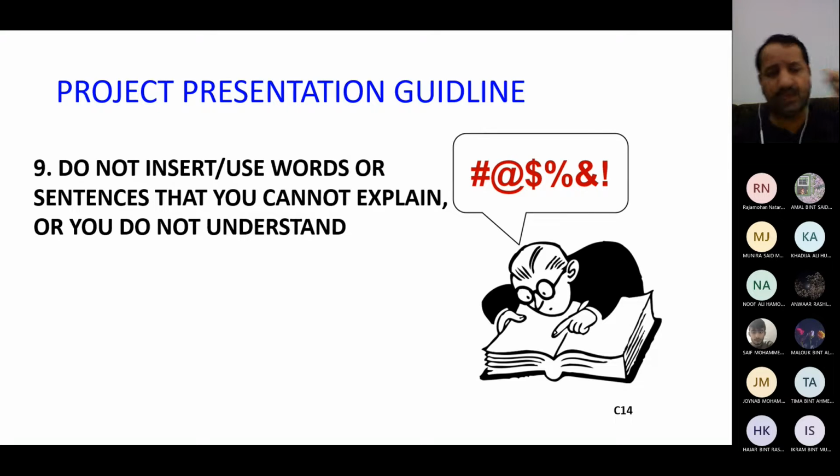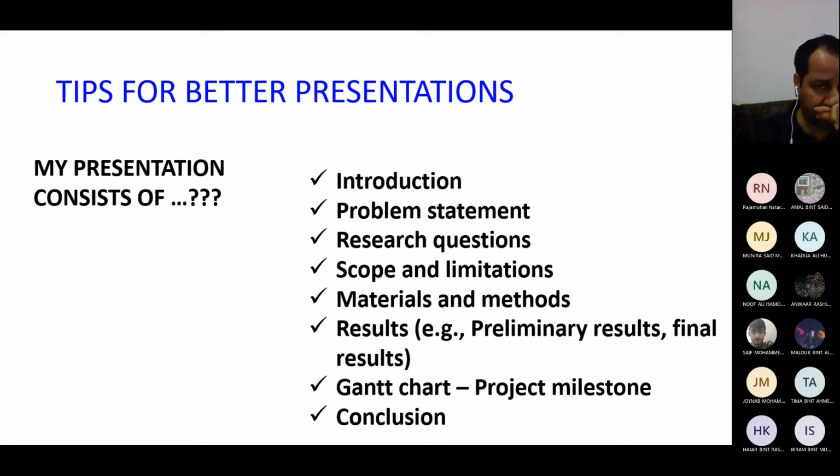Go to page number 61, second paragraph, read it, tell me what this means. So don't write something you cannot explain. This is my advice. Again, the thesis or the presentation both contain introduction, problem statement, research questions, scope, and limitation. Scope and limitation is good to be added if you have them, okay?